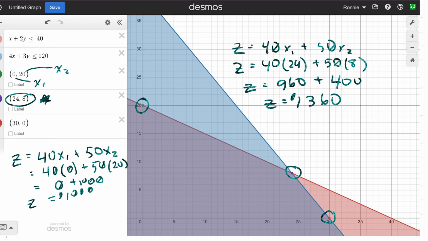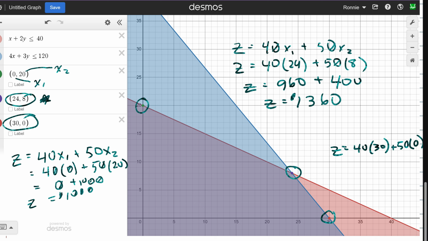Alright, and then we said we're going to look at all the vertices. Those are the 3 vertices. That one is the 30, 0. Okay, so I'm not going to write the actual objective function over. I'm just going to start plugging in 40 times 30 plus 50 times 0. Right, so that makes 1,200, because 50 times 0 is 0. So the revenue there is $1,200.